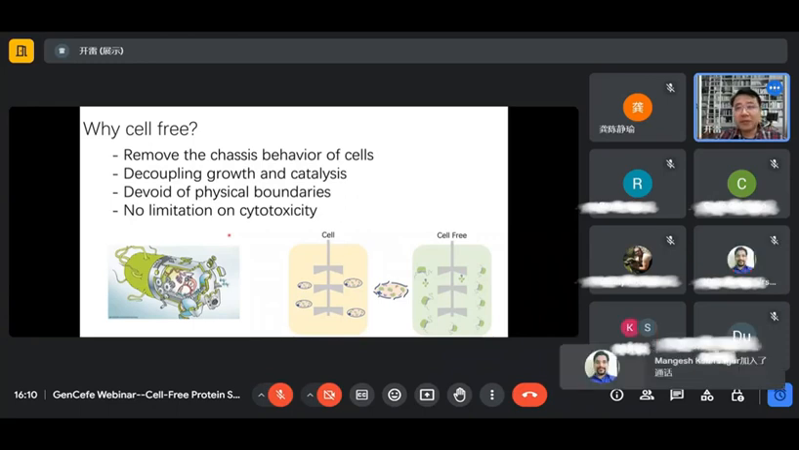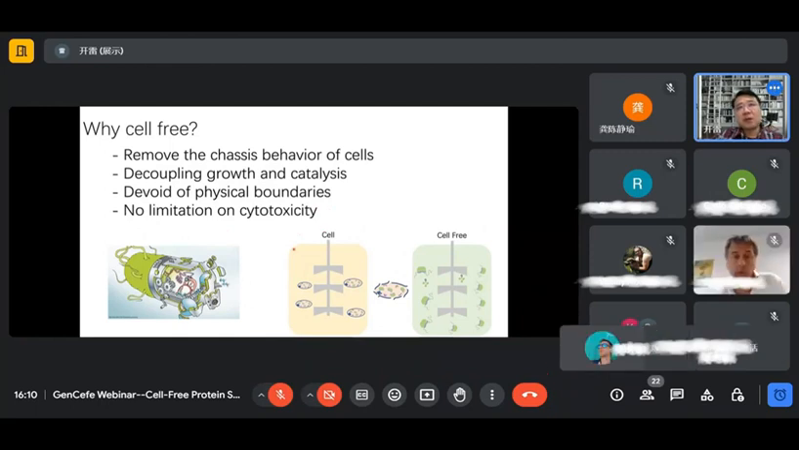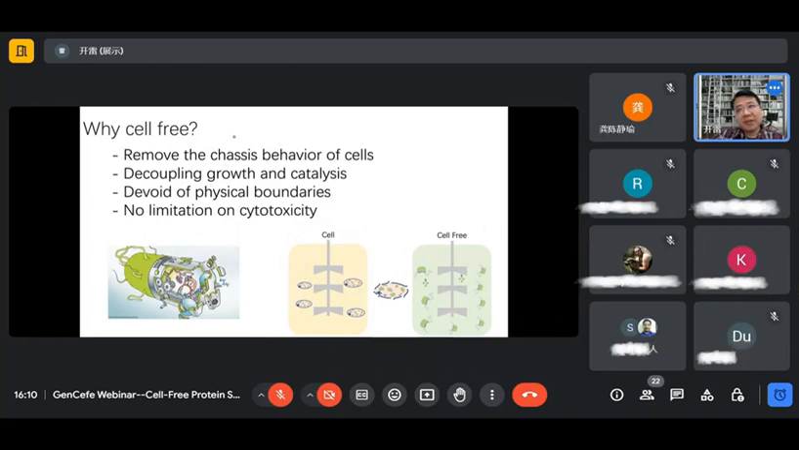found that it can be very useful for a particular type of protein which exhibits a toxic effect or a pressure on host cells. So this means the cell-free technique is removing the physical boundary of cells; it does not have living cells and does not have cell membrane or cell walls. And of course, it's not a living system, so there is no limitation on cytotoxicity. In addition, we do not rely on intact cells. So in many cases, the chassis behavior of host cells does not play a big role.